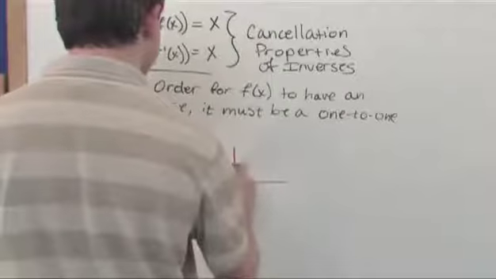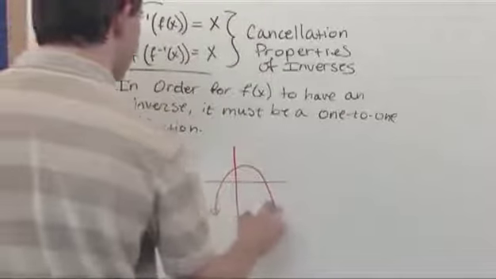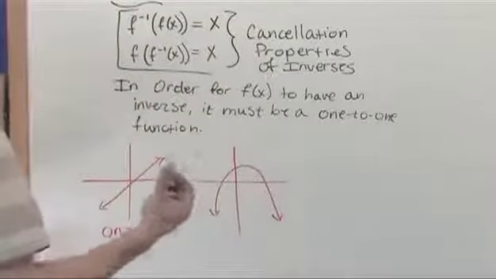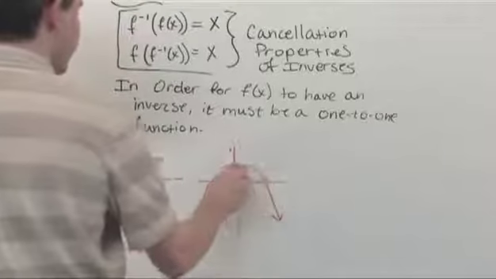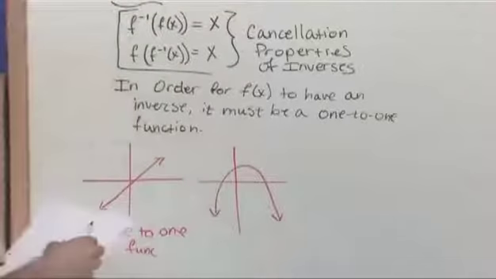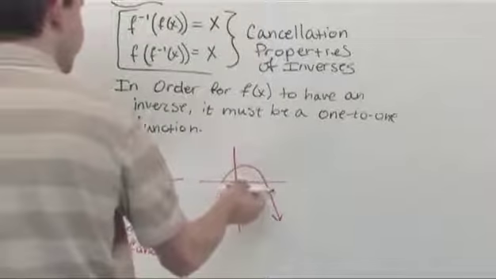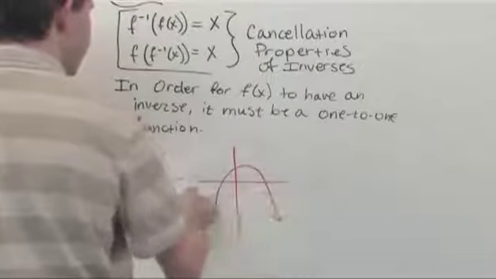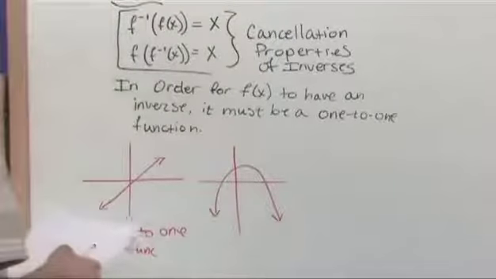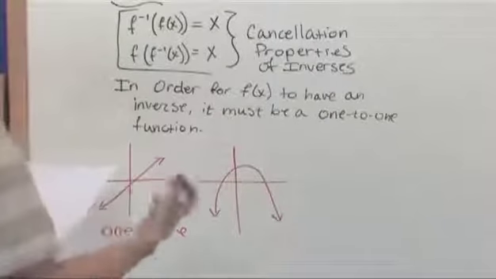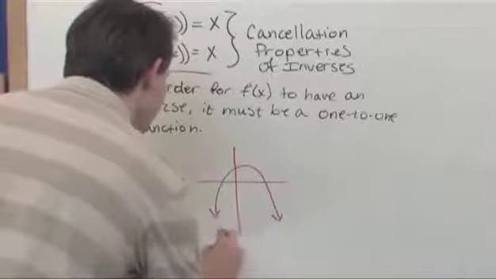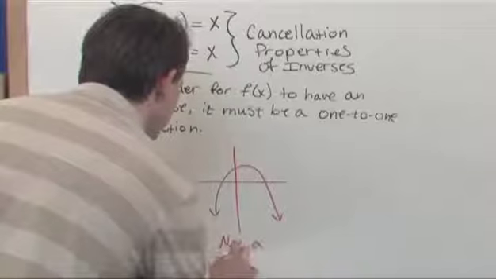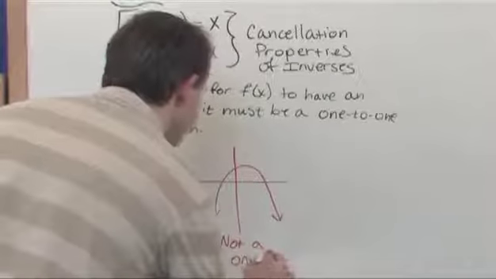Let's look at some other examples, and I'll show you some functions that are not one-to-one. Let's say this was your function. First of all, ask yourself, is this a function? Well, yes, it passes the vertical line test, it only cuts one place. But the horizontal line test is failed because it cuts a horizontal line in two places. So this is definitely a function, but it is not a one-to-one function.